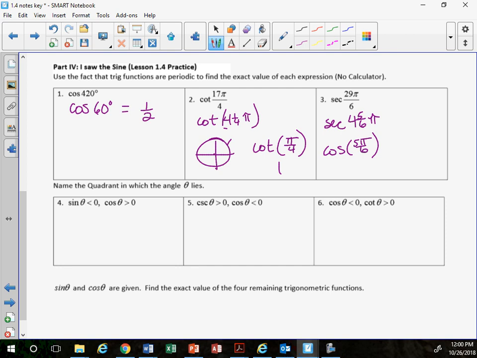All right, guys, what'd you get? Positive or negative? Negative. 2 root 3 over 3. You guys see how those same numbers show up all the time? Because 5 pi over 6 is second quadrant. Okay.